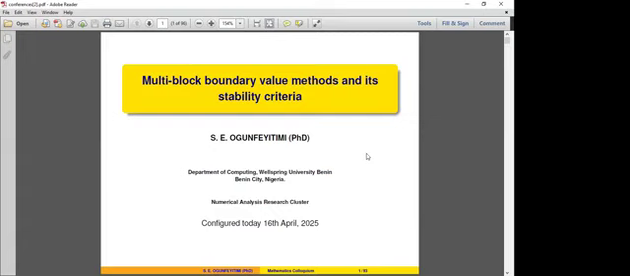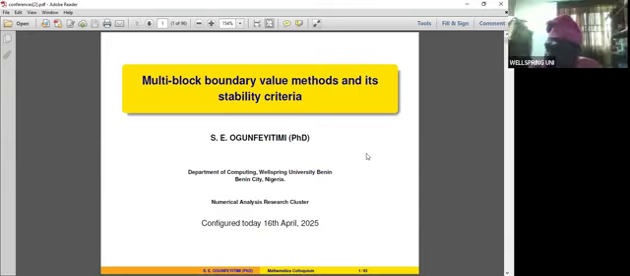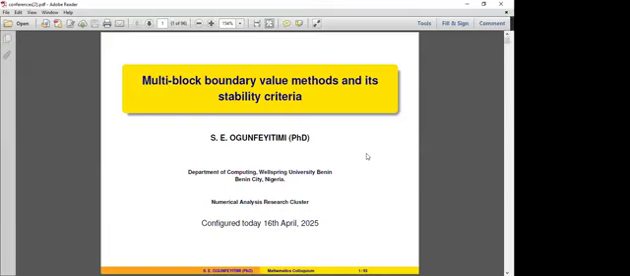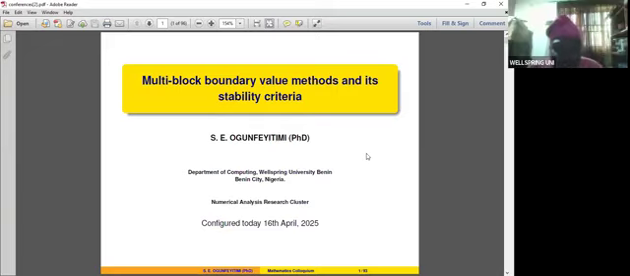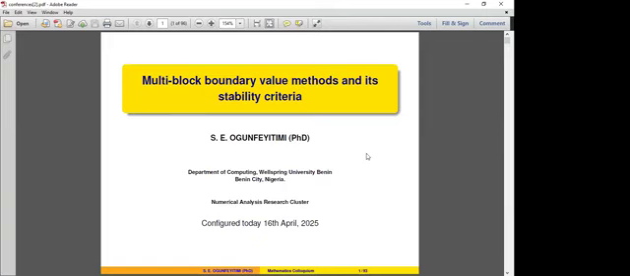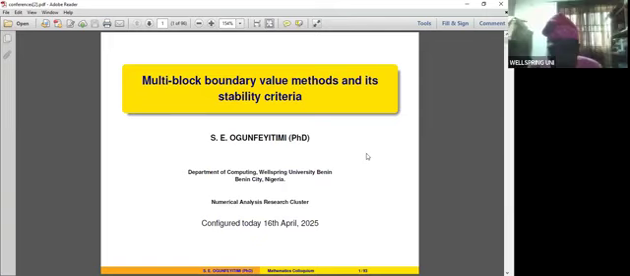Thank you, Doc. The lecture was quite insightful, but I want to ask, can you hear me, sir? I can hear you, sir. What's the basic difference between multi-block initial value methods and multi-block boundary value methods? Are you saying the difference between the two? Basic difference between the two. Thank you so much, ma.